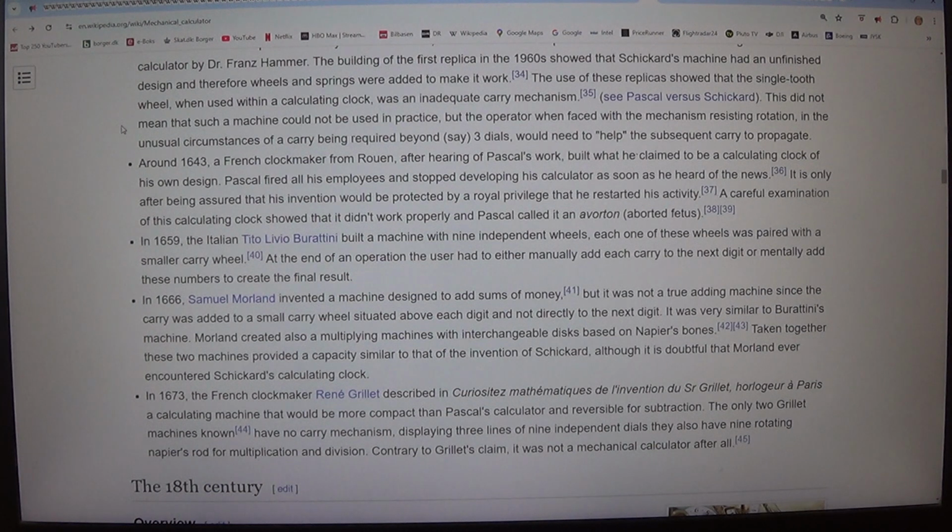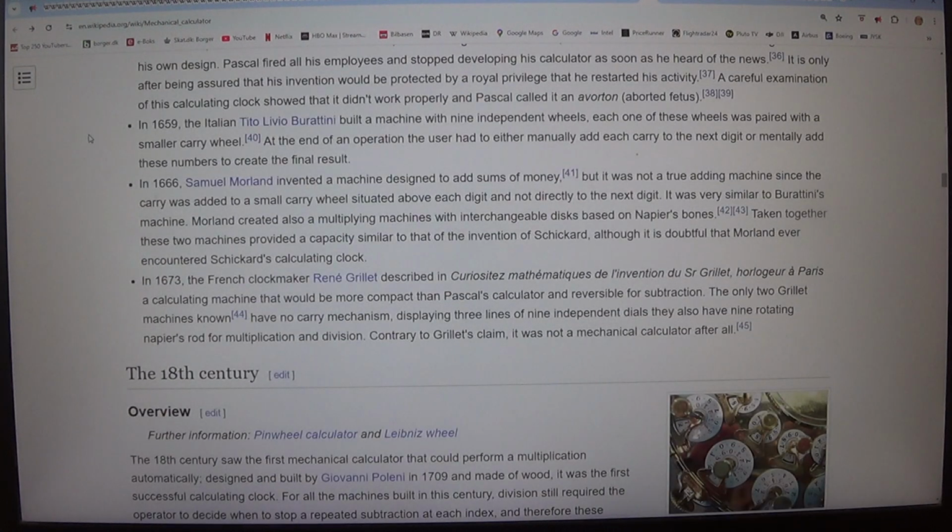Around 1643, a French clockmaker from Rouen, after hearing of Pascal's work, built what he claimed to be a calculating clock of his own design. Pascal fired all his employees and stopped developing his calculator as soon as he heard of the news. It is only after being assured that his invention would be protected by a royal privilege that he restarted his activity. A careful examination of this calculating clock showed that it didn't work properly and Pascal called it an aborted fetus.